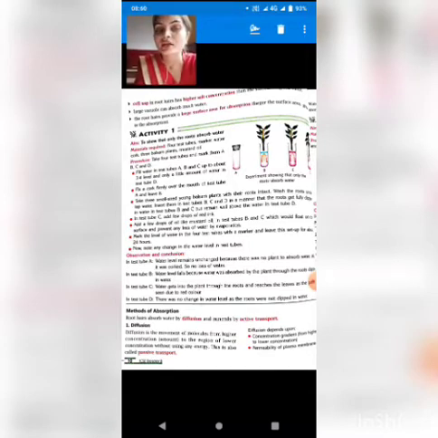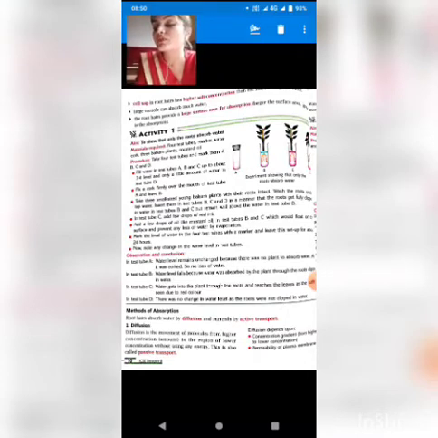Okay students, again I am repeating the things. Root hairs absorb water, which means the main part of the plant which absorbs water is the root. And how does the root hair enhance that process? Because root hair increases the surface area. So the greater the surface area, the maximum amount of water will get absorbed by the root hair or by the root.